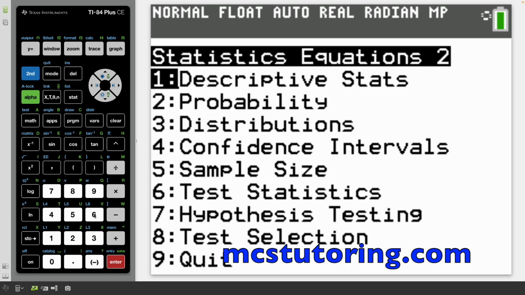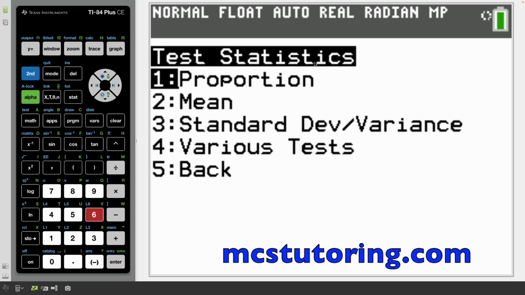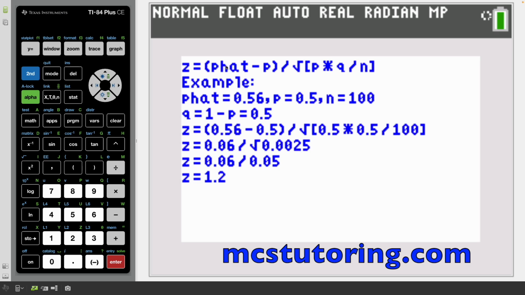Let's look at test statistics. So we've got proportion, mean, standard deviation / variance, because variance is standard deviation squared. Just likewise, standard deviation is the square root of variance. We've got various tests to run. This option 4 is probably what you want, so we'll get to that in just a minute. Let's talk about proportion. So again, gives an example.